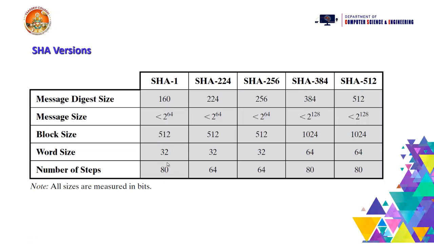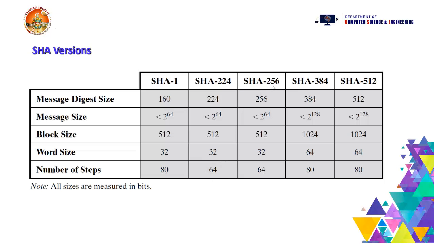Number of steps performed in a single round is 80. Coming to next version, secure hash algorithm 224. It will produce message digest as 224 bits and it will accept the message size up to 2 to the power of 64 bits and it will divide the messages into 512-bit blocks. Word size is 32-bit and number of steps in a single round is 64.